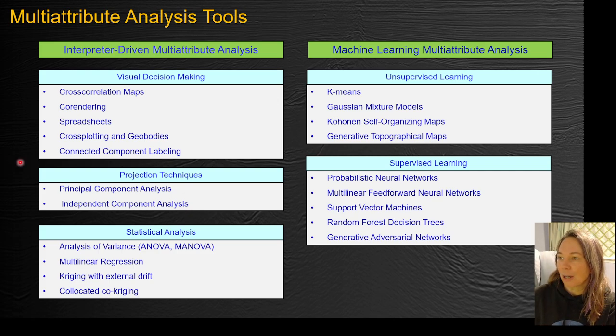In this mini lecture, I'm going to focus on those related to visual decision making, but in later lectures, in different modules, I'll talk about projection techniques such as principal component analysis and independent component analysis. There's also statistical analyses that can be done from ANOVA to Kriging, multilinear regression. And then we have our machine learning multi-attribute analyses. And so this includes things like k-means, Gaussian mixture models, self-organizing maps, and then supervised learning methods from probabilistic neural networks to random forest, generative adversarial networks. And so a lot of these I'll talk about in a later module for this course.